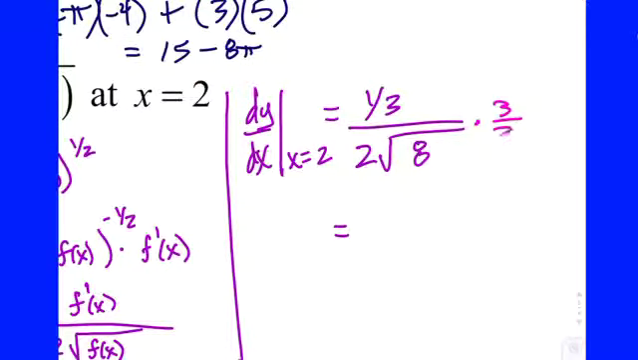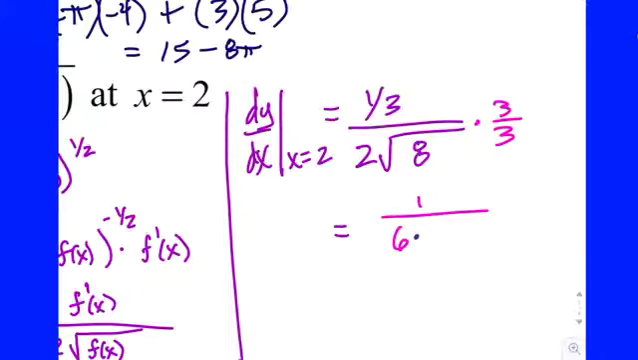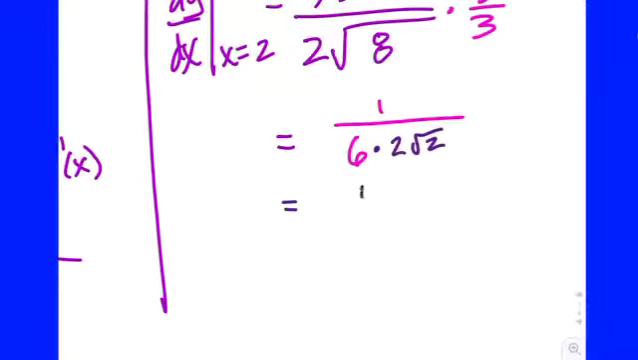Multiply by 3 over 3. So if you multiply in the top, 3 times the third is 1. And at the bottom, you're left with 3 times 2 is just 6. Now, there's no reason why we can't simplify the square root of 8 right here, right? We do as much as we can per factor per term in each step. The square root of 8 is what? Simplified, 2 square root of 2. Good. And so our final answer is 1 over 12 square root of 2.